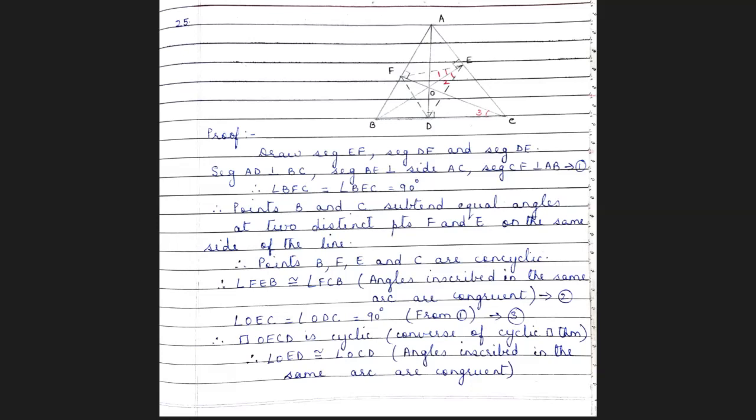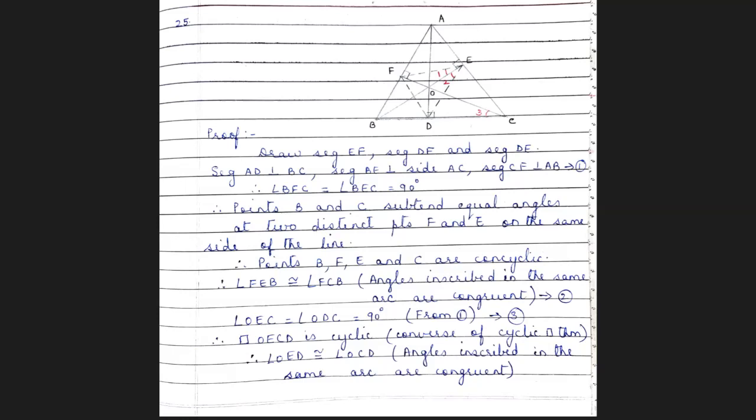Now, points B and C subtend equal angles at two distinct points F and E on the same side of the line. If you remember, this is one of the theorems that we did after exercise 3.2, right? So children, those who have done it, we must be remembering. The ones who don't, please revise it so that you know what this means. This is a theorem that we have learned. Okay. Therefore, points B, F, E, and C are concyclic. What does concyclic mean? If I were to draw a circle, all these 4 points B, F, E, C would fall on that same circle. That's what is meant by concyclic.